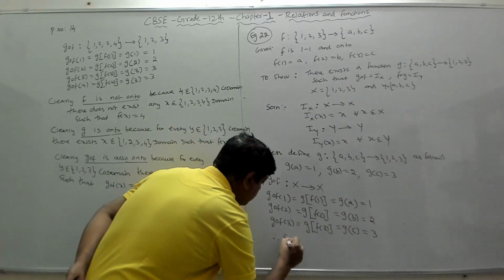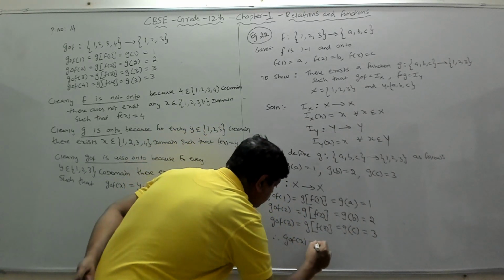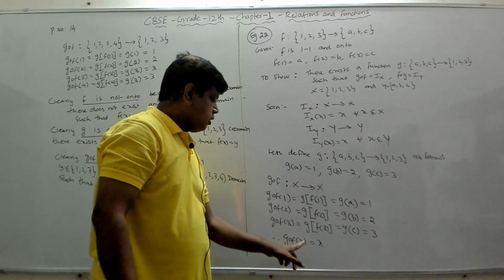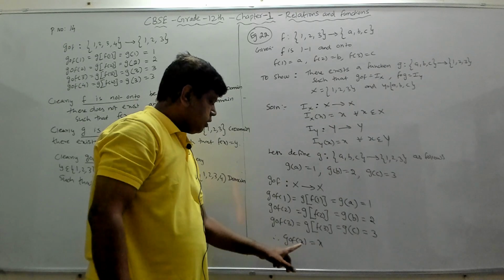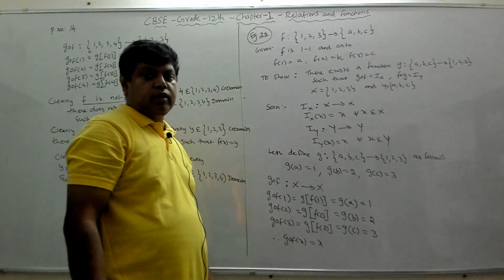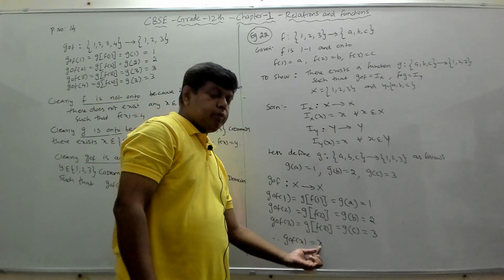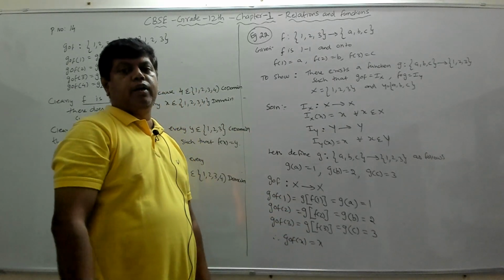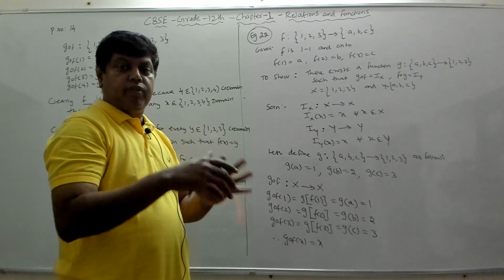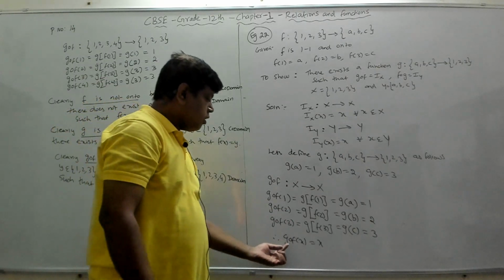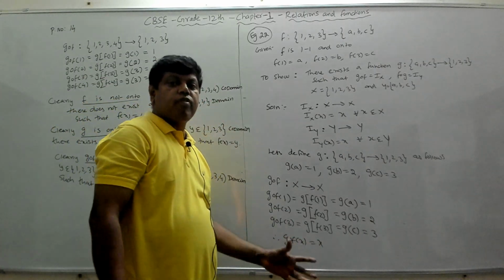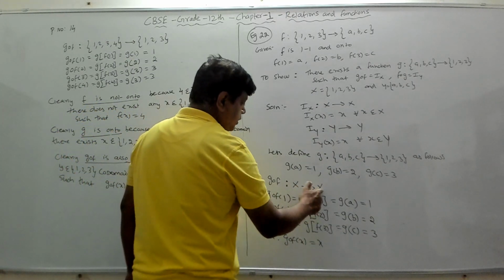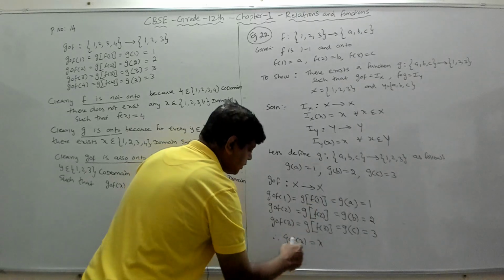Therefore, we can say our G of F of X is equal to X. Because if I put 1, it is 1; if I put 2 here, I get 2; 3 goes to 3, which means an identity function. G of F of X equal to X means identity function. If I say G of X is equal to X, then G is an identity function. If I say F of X is equal to X, then F is an identity function. Similarly, G of F of X is X means G of F is an identity function, and this function is from X to X.